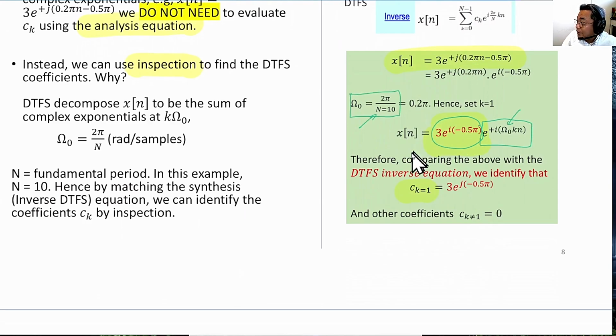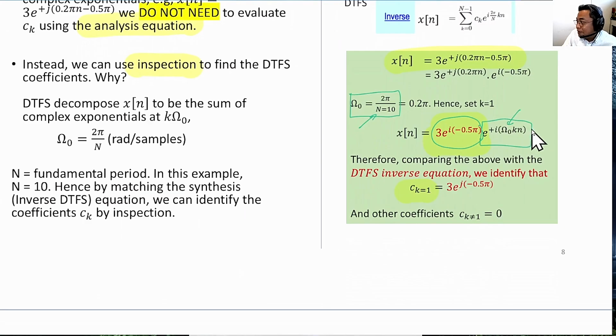And omega naught in this particular case: we first analyze x[n] and realize that N equals 10 is the period, so 2 pi over N is 0.2 pi, so we just write it as omega naught, and omega naught here is the fundamental angular frequency of this sequence. So this equation and this equation are the same, it's just written in a different form, where in this equation 3e^(-j0.5 pi) represents the complex number multiplying by this complex exponential.